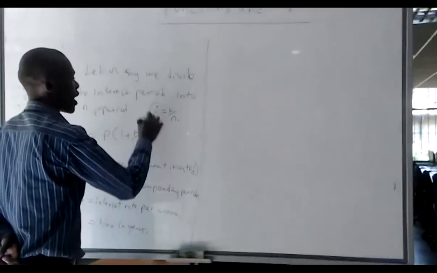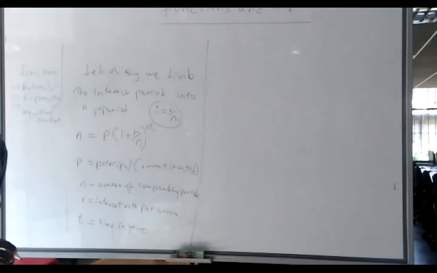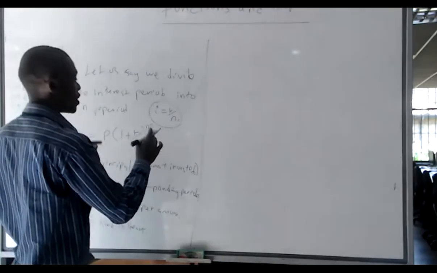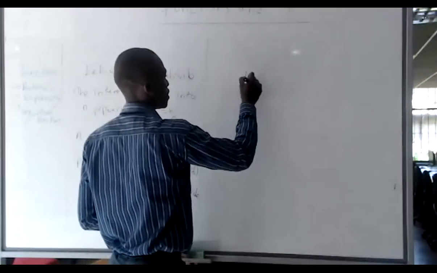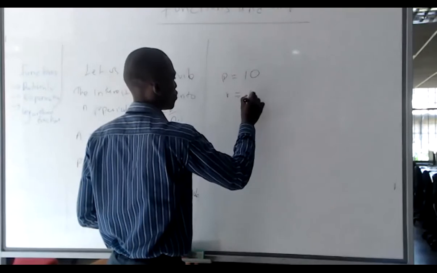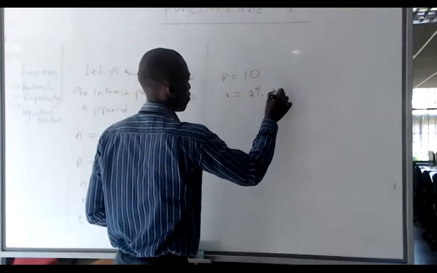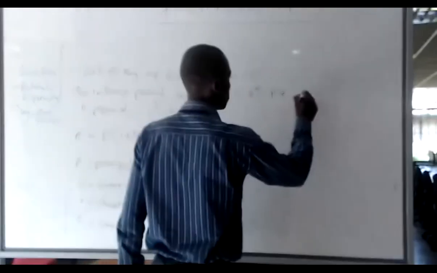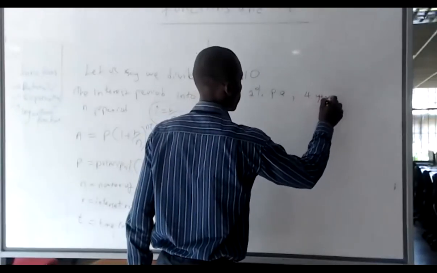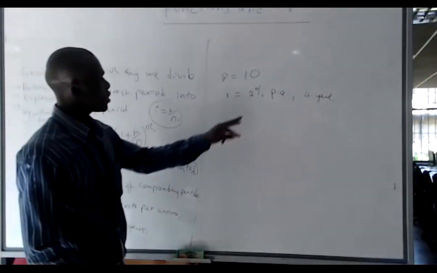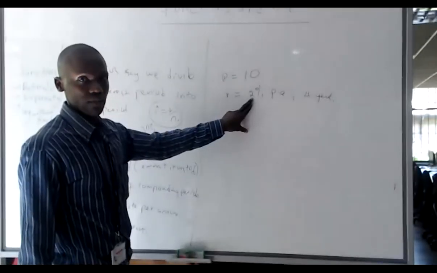I started by saying I is the interest rate per annum. It's normally given in percentage, okay? So let me give you an example. For example, let's say I invest 10 shillings at a rate of 2% per annum, 2% per year, okay? And I want the interest maybe after 4 years time. So I is simply 2%.